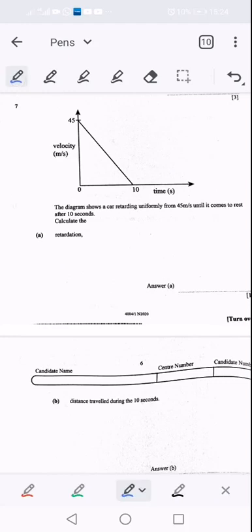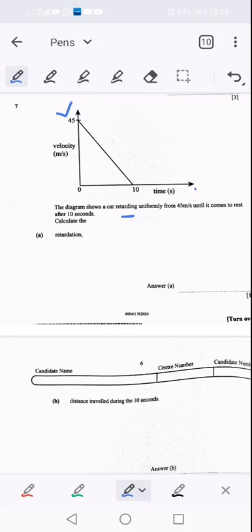The question is saying, the diagram shows a car retarding. Retarding means decelerating, which means a reduction in the speed. The diagram shows a car retarding uniformly from 45 meters per second. This is the velocity, as you can see, until it comes to rest after 10 seconds. This is the time. Then the question says, find the retardation.